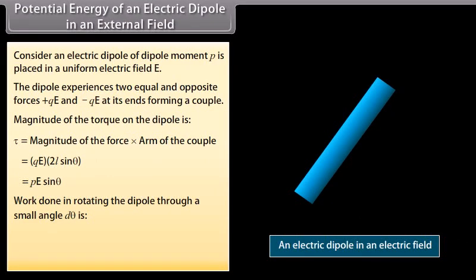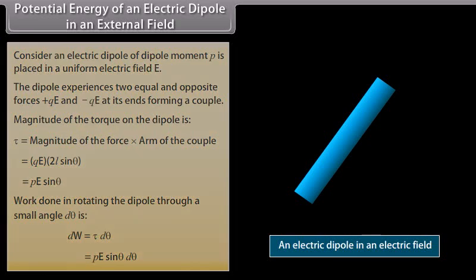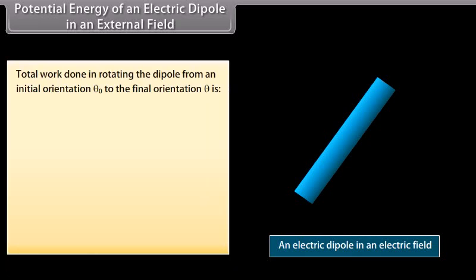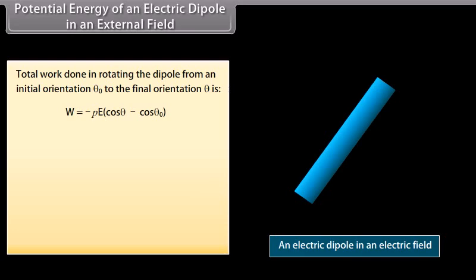Work done in rotating the dipole through a small angle dθ is equal to τ dθ, which is equal to pE sin θ dθ. Total work done in rotating the dipole from an initial orientation θ₀ to the final orientation θ is W = −pE (cos θ − cos θ₀). If the initial orientation θ₀ is equal to 90 degrees, then W = −pE cos θ.